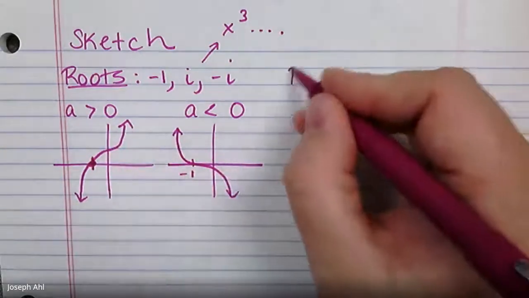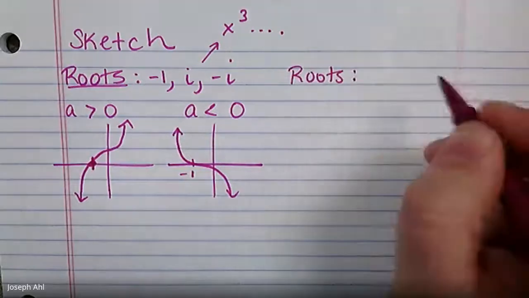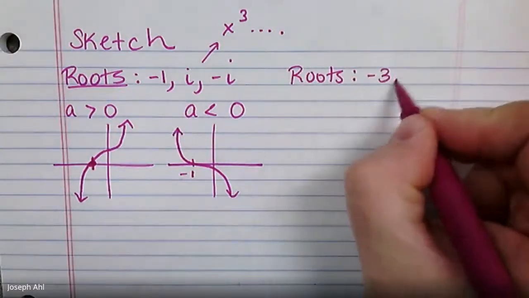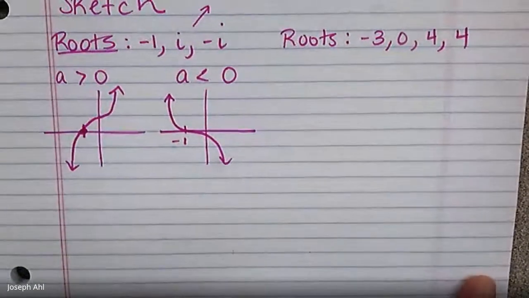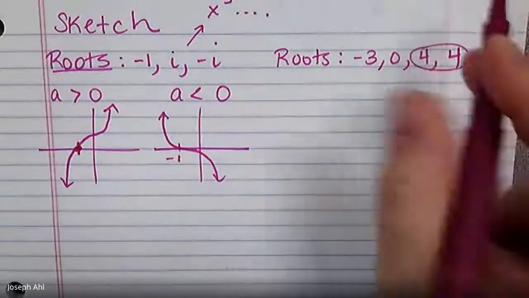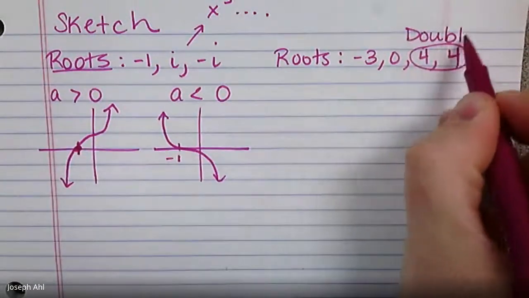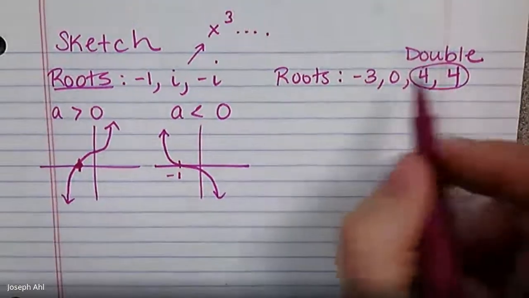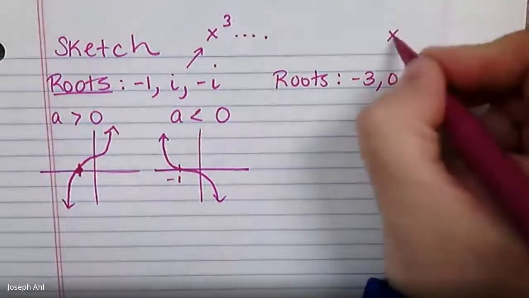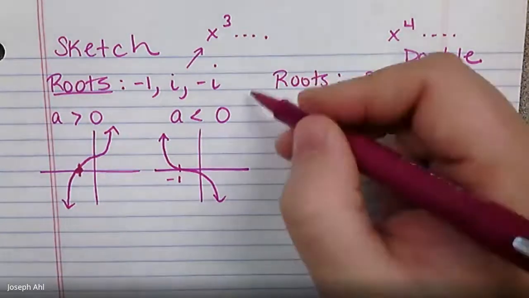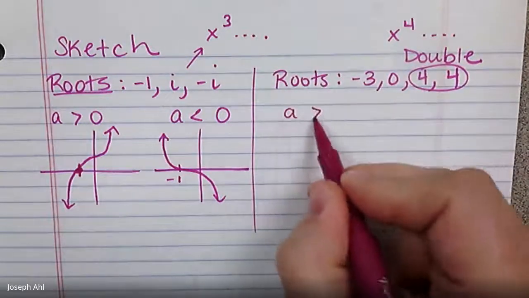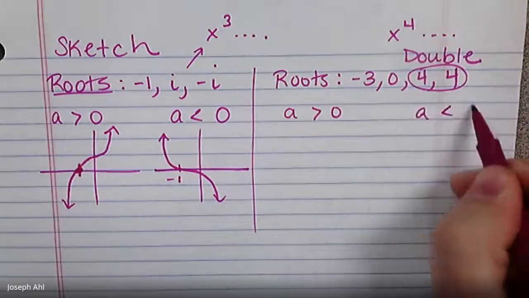So if I gave you that the roots of a polynomial are at -3, 0, 4, and 4 again. Okay. So this is a double root. What we know is that if you have 4 roots, this is an equation that has x to the 4th in it. And x to the 4th, we know something about the tails or the ends of the polynomial here. And that's going to look different if a is greater than 0 or if a is less than 0.